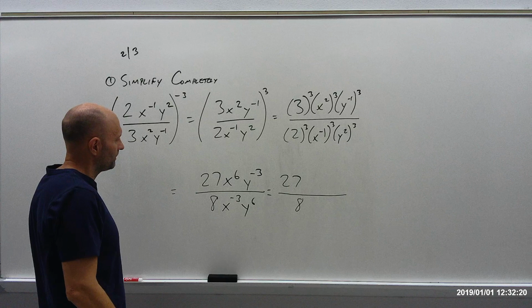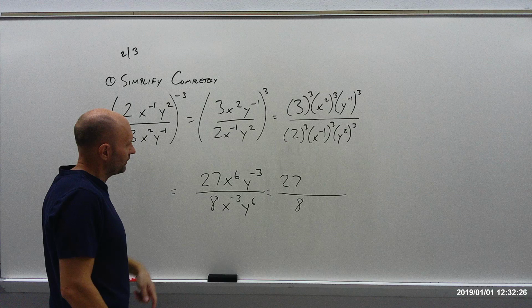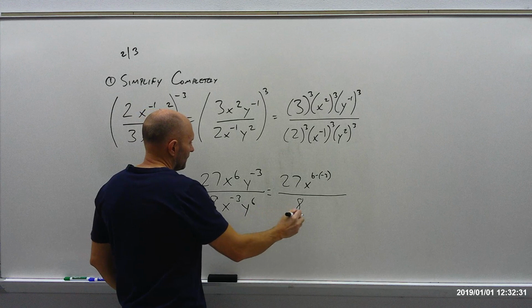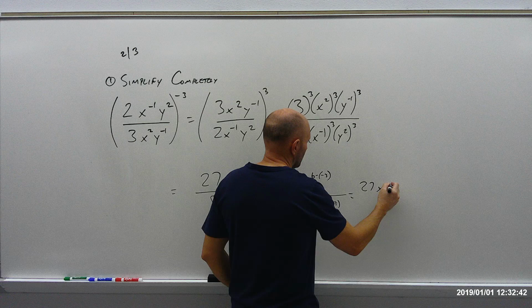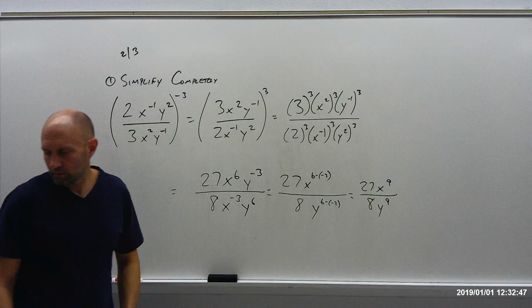So the x is bigger numbers up top. So 6 minus a negative 3. For the y, the bigger numbers in the bottom. So 6 also minus a negative 3. My final answer is 27, 6 minus negative 3 is like plus 3, so x to the 9th, over 8, y to the 9th. So that should be your answer for that one.